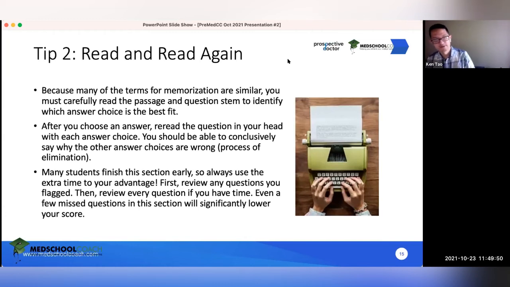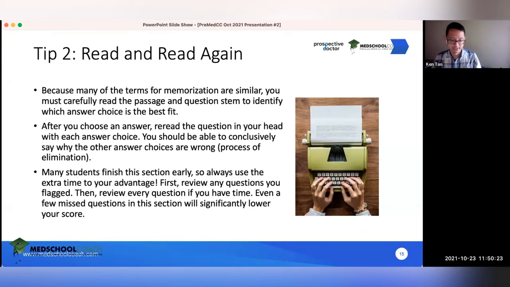Tip number 2, read and read again. I said this earlier: many of the terms for memorization are similar, so you need to be really careful. Reading and reading again can be extremely helpful. It never hurts to double check. Did I actually read the term correctly? Are they asking me about escape learning, or are they asking me about avoidance learning? These two terms in operant conditioning sound very similar. Do I actually understand the difference between those terms?